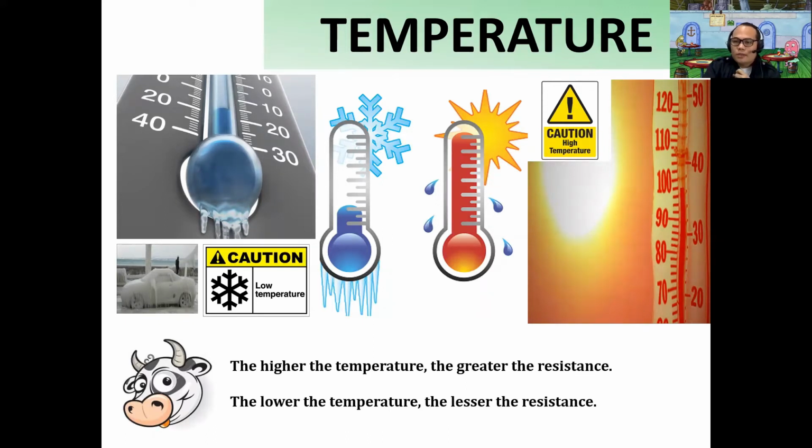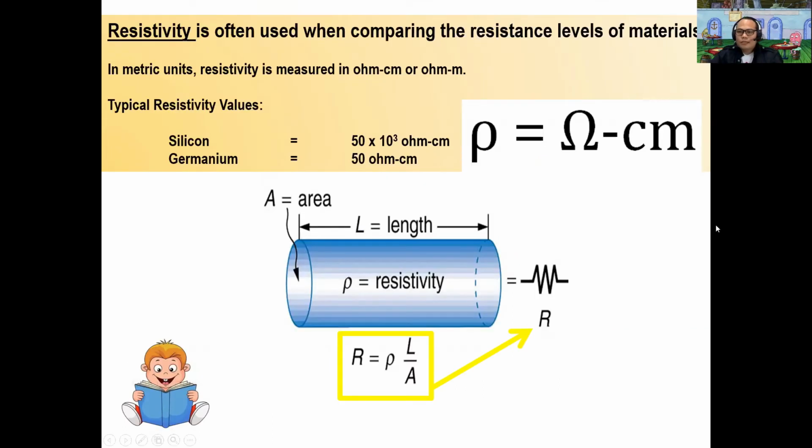Those are the four factors we need to consider when speaking about resistance. We also have something called resistivity. It is also connected to the concept of resistance, but resistivity is often used when comparing the resistance levels of materials. In metric units, resistivity is measured in ohm-centimeter or ohm-meter. It is typically represented with the Greek letter rho.